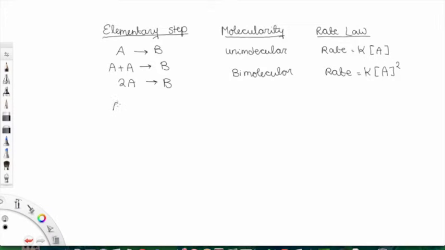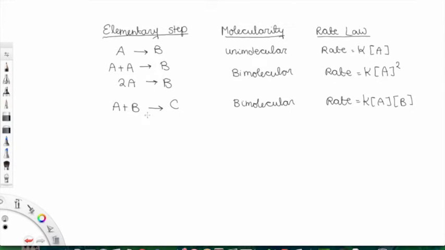So let's do A plus B going to C. This is again bimolecular, but the rate law is going to be k[A][B]. But since the individual rate order for A is 1 and for B it's 1, the overall order is going to be 2, just like the one before.